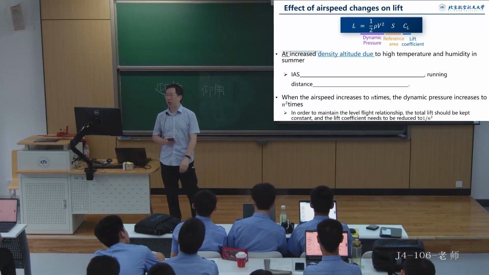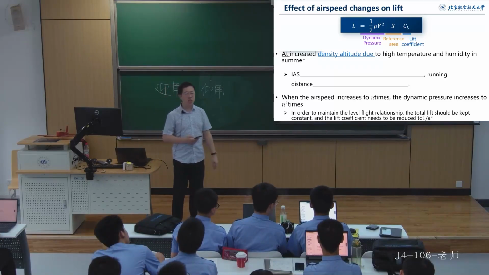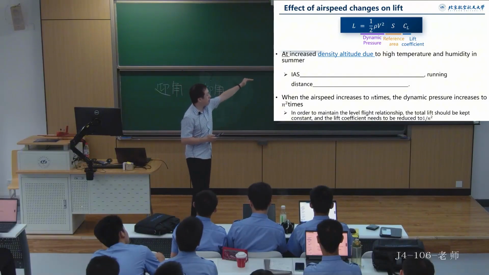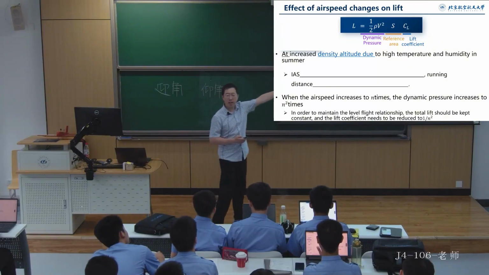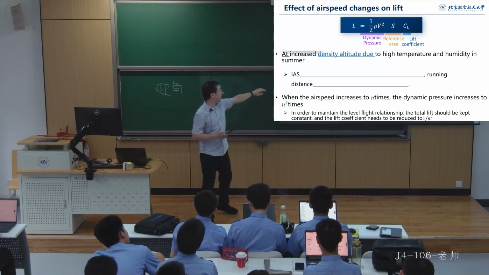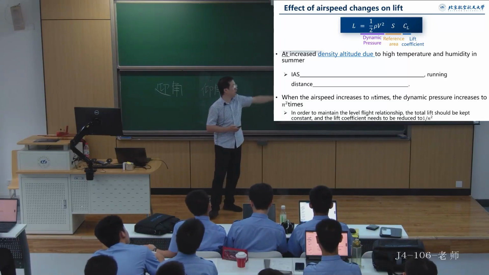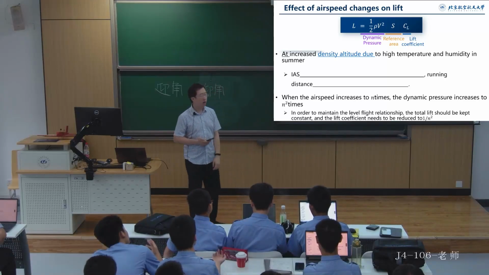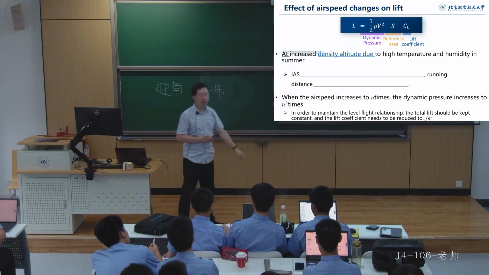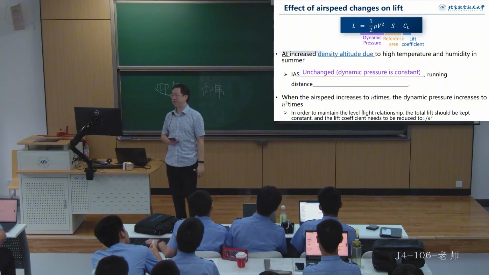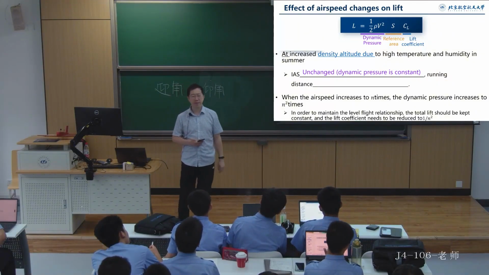At liftoff, the indicated airspeed should remain unchanged, right? Because the weight hasn't changed, the lift hasn't changed, and the lift coefficient hasn't changed. Naturally, the dynamic pressure hasn't changed, so the indicated airspeed at liftoff should remain unchanged, correct? All right, then I'll ask you the next question. What about the true airspeed at liftoff?